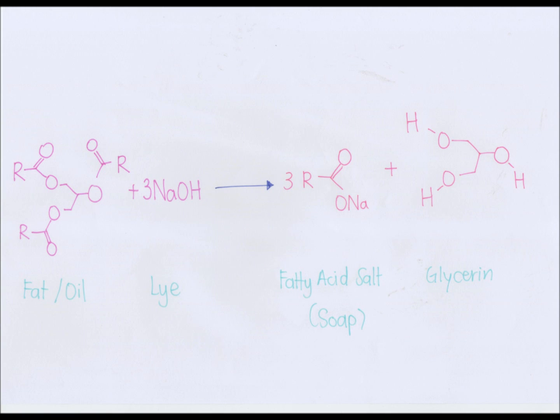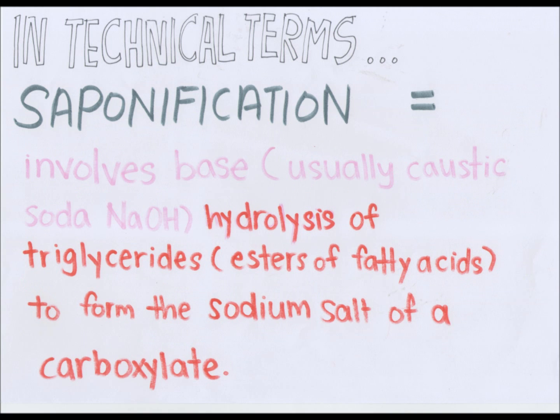Saponification is a process that produces soap, usually from fats and lye. In technical terms, saponification involves the base, usually caustic soda, NaOH, hydrolysis of triglycerides, which are esters of fatty acids, to form sodium salt of a carboxylate.